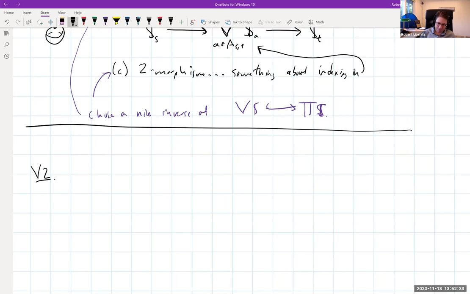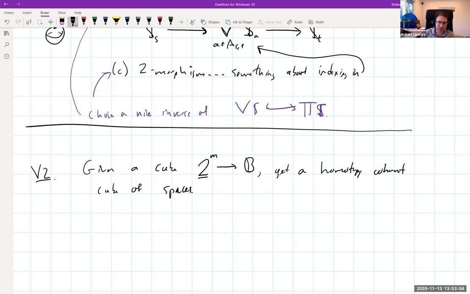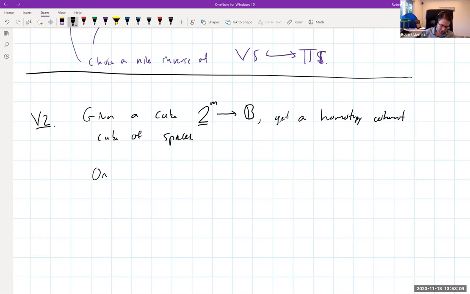So given a cube, I'm now going to be sort of a wimp and just talk about cubes. I'm going to get a homotopy coherent cube of spaces. Now we can really do spaces, not spectra. So on objects, it's just the same as before.